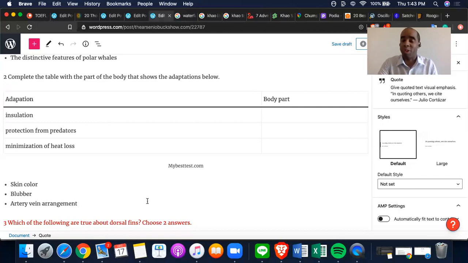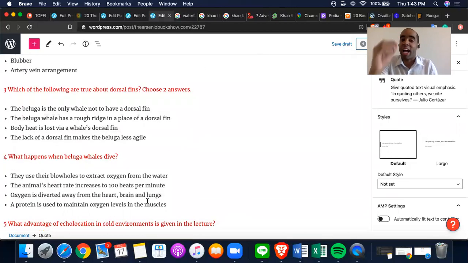So now going into question number three, I'm going to give this to you. Two answers is what you have to pick. You have four. Which of the following are true about dorsal fins? The beluga is the only whale not to have a dorsal fin? The beluga whale has a rough ridge in place of a dorsal fin? Ding, ding, ding. Body heat is lost via a whale's dorsal fin? Or the lack of a dorsal fin makes the beluga whale less agile?